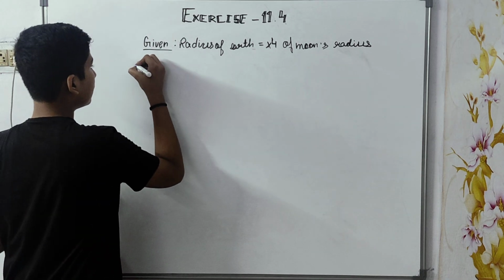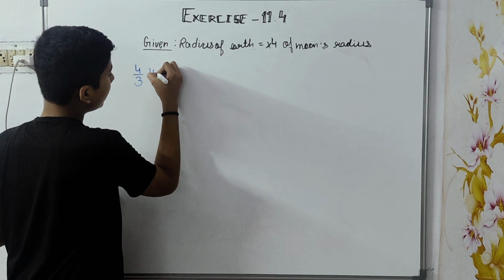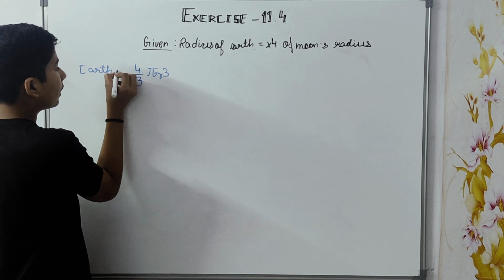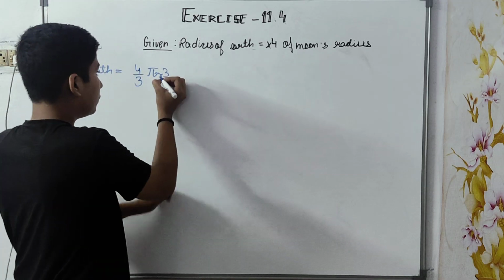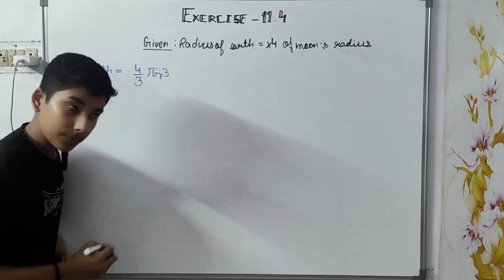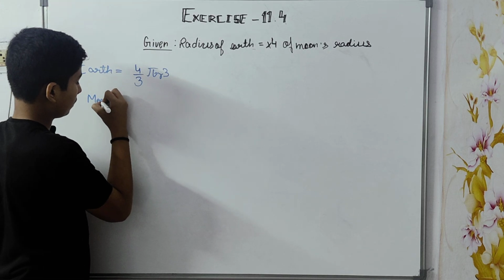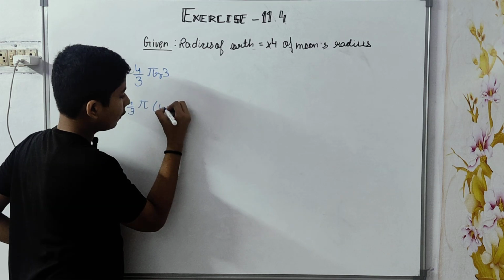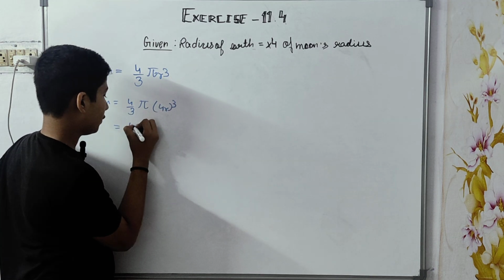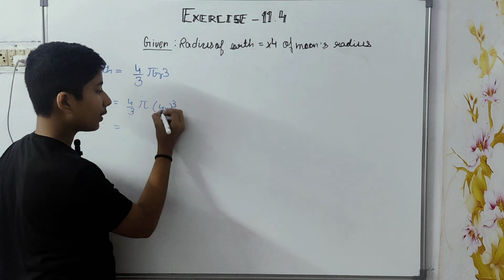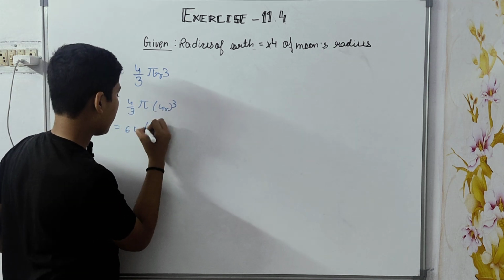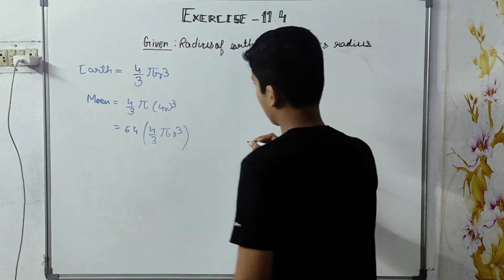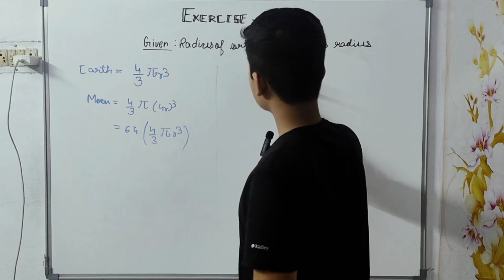Volume is 4 by 3 pi r cube. For Moon, it will be 4 by 3 pi r cube. Since this is r, Earth's radius would be 4r obviously. So Earth equals 4 by 3 pi into 4r cube, which would be 4, 16, 64. That is 64 times 4 by 3 pi r cube. Now we'll find the ratio.